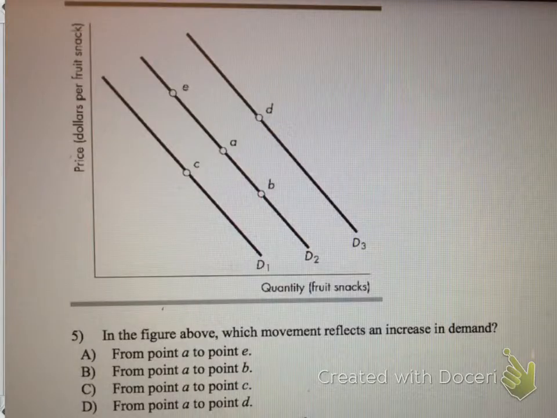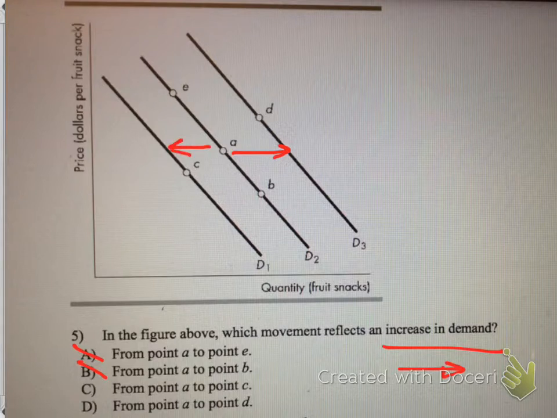Okay, let's do another one. This is a simple shift in demand kind of thing. Which movement reflects an increase in demand? An increase in demand, you can think of as a shift to the right. So which one involves shifting to the right? Point A to E is moving along the demand curve, so that is not the correct answer. Point A to B is also moving along the demand curve. Point A to C would be a shift to the left, which would be a decrease, the opposite of what we want. And point A to D, which I kind of drew here, would be an increase in demand.